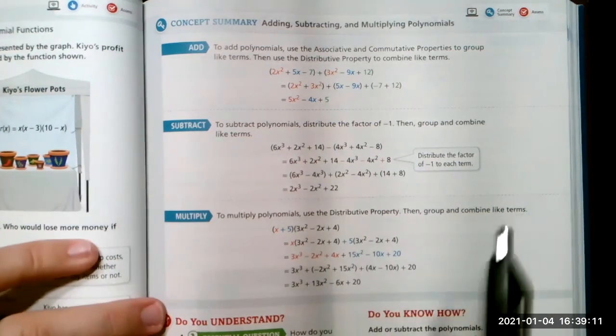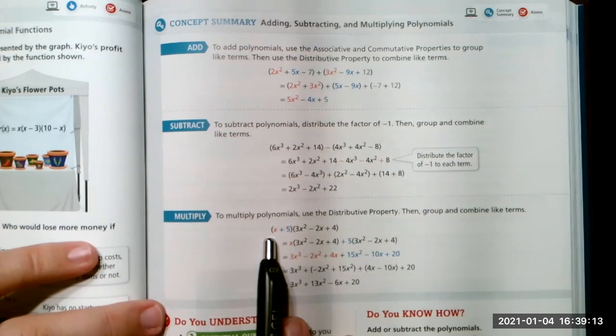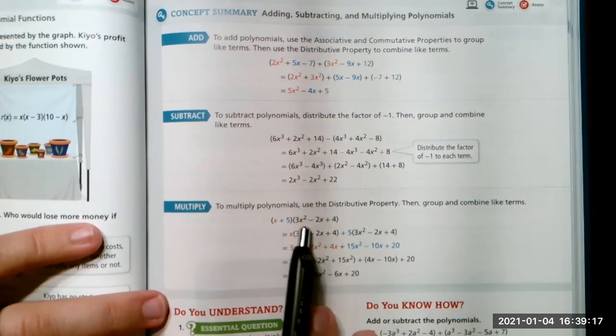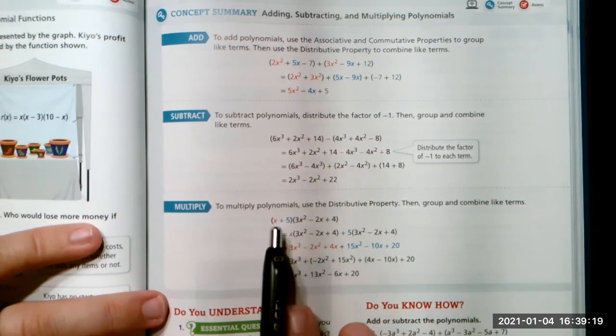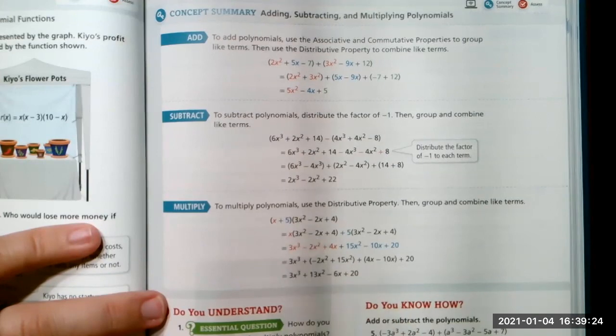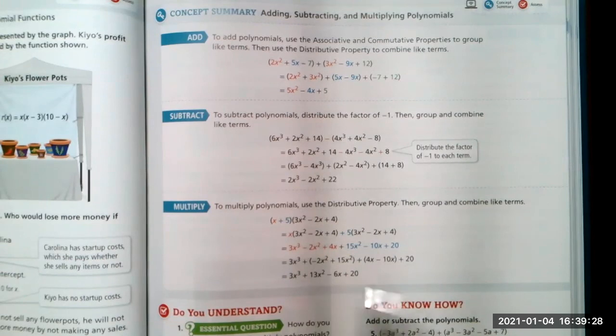Then with multiplication, they're just going through another example here. Take that first term x, multiply it by that second set of parentheses. Take that second term 5, multiply it by that second set of parentheses. Combine any like terms you have, and then write it in standard form at the end.